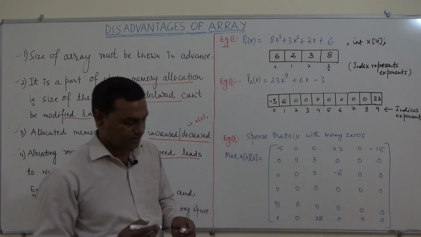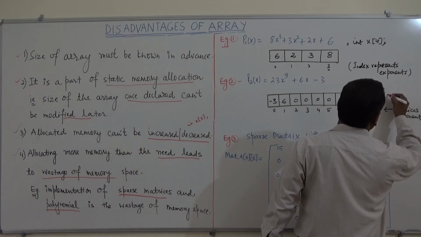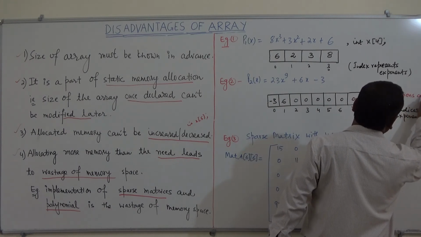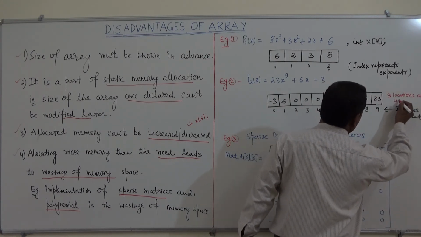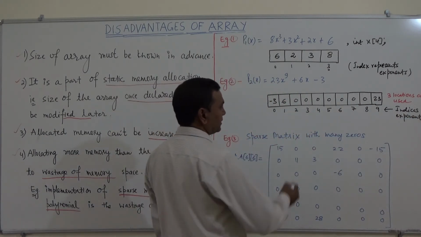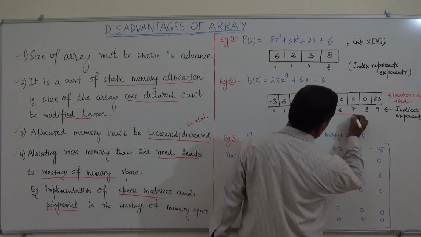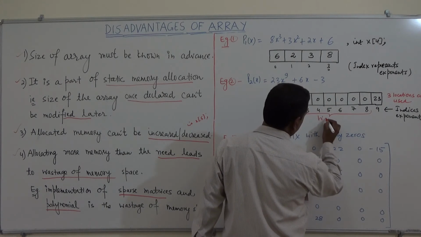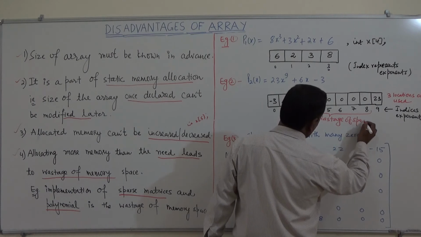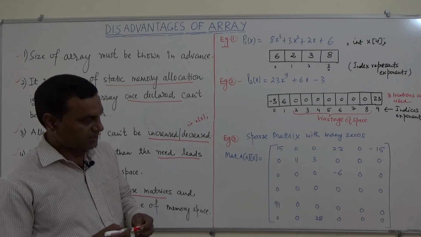So here we can see only three values or three locations are used. Three locations are being used, but these other locations, this is wastage of space. This is wastage of space.